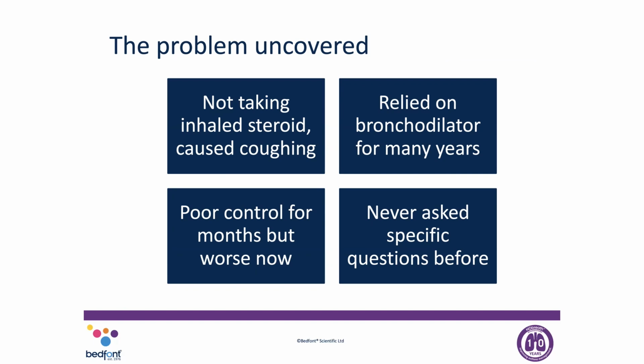And she was indeed collecting her brown inhaler regularly. The difficulty was Poppy's dad also had asthma, and she was claiming the prescriptions. She's a student, she was not paying for them, and her dad was using them. So at first glance, looking at the prescribing information, it looked as if Poppy had really good medication adherence, but in actual fact, she was taking nothing.